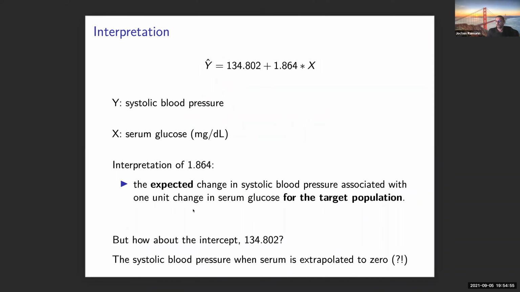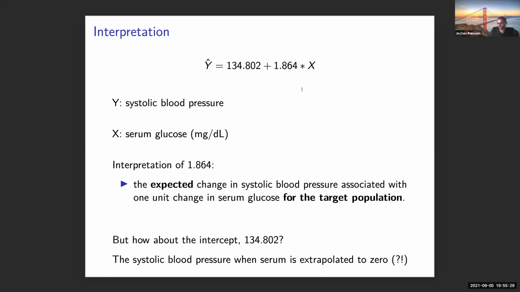The interpretation of this for our blood pressure data now is 134.802 plus 1.86 multiplied by x. This is obviously not how this relationship really looks. This is definitely not an in vivo example. This would imply that with an increase of 10 milligrams per deciliter of blood glucose, you would have an increase of 19 millimeter Hg in blood pressure. That's obviously not what's happening. But again, for the sake of simplicity, let's stick with that example. And it's a simulated example.